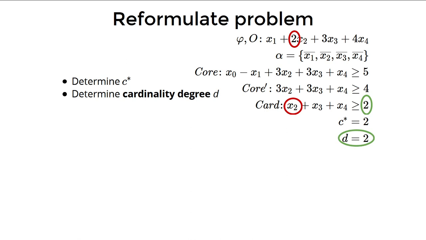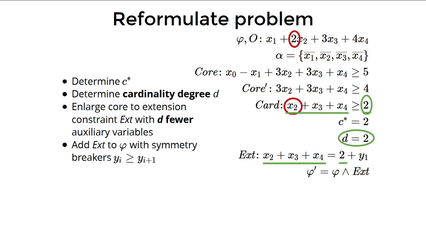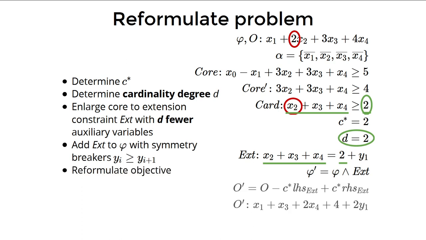We now create an extension constraint in a similar way as in the classic case, introducing just enough fresh variables to capture all satisfying assignments to the variables in the core. We extend the formula in exactly the same way, but in the example, we don't need a symmetry breaker as there is only one fresh variable. And finally, we reformulate the objective by subtracting the left-hand side and adding the right-hand side of the extension constraint multiplied by c star.